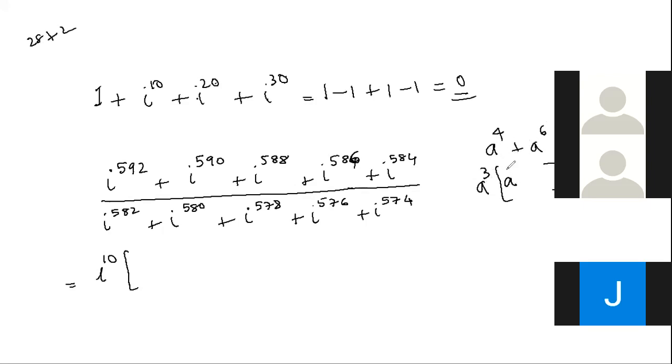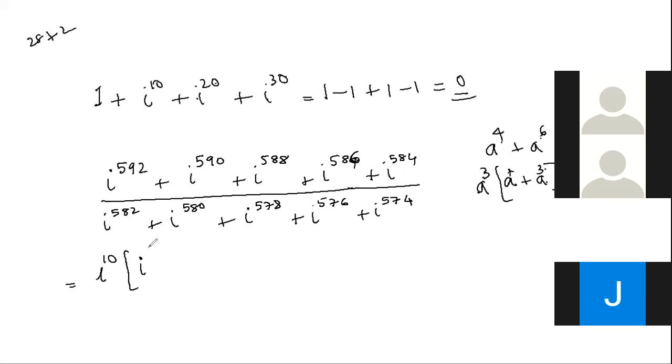So inside the bracket it will be A raised to 1 plus A raised to 3. When I open the bracket, the powers will be added: 3 plus 1 is 4, 3 plus 3 is 6. So if I take i raised to 10 common from the numerator, what will be the powers of i?